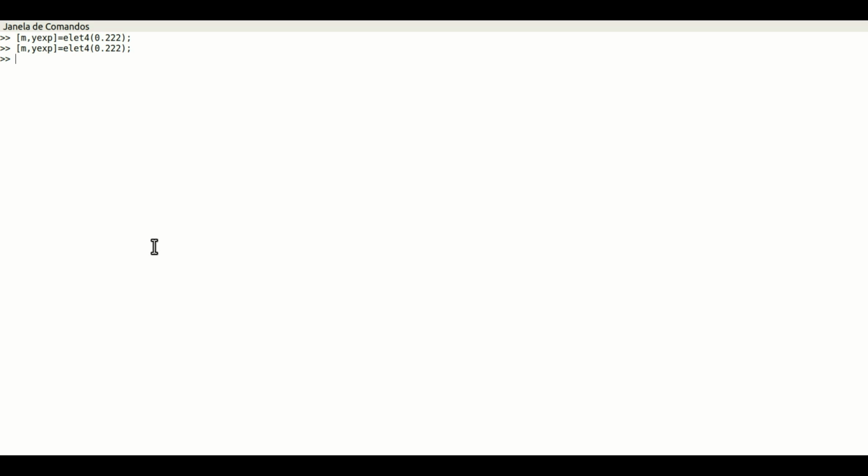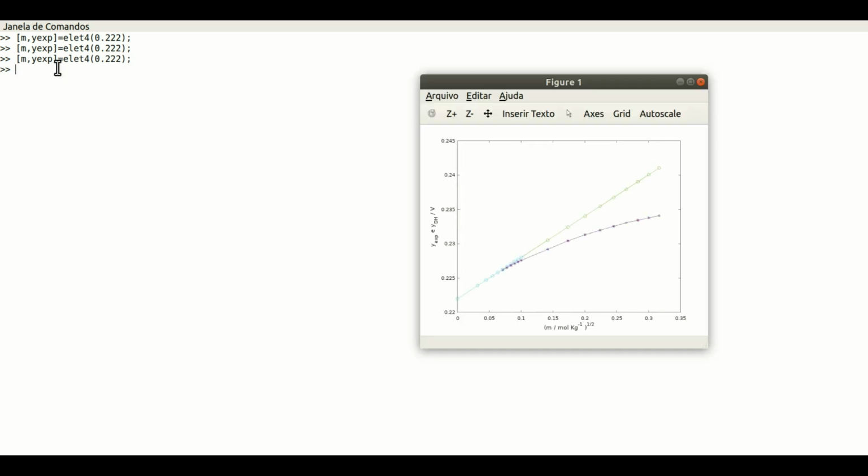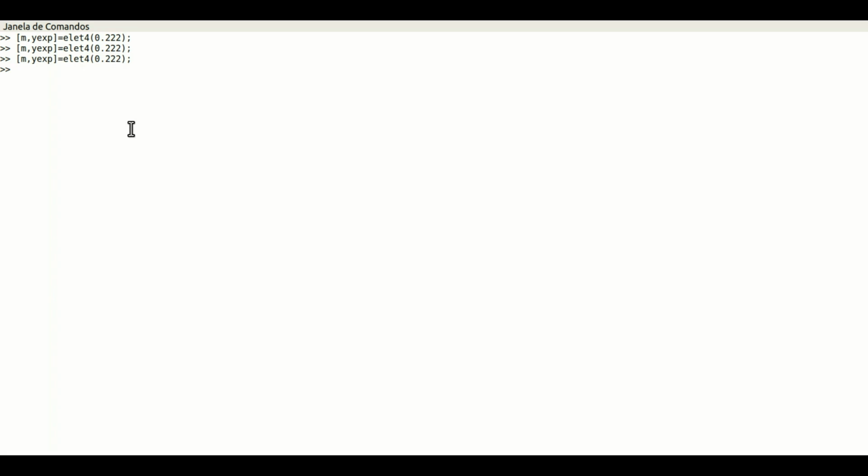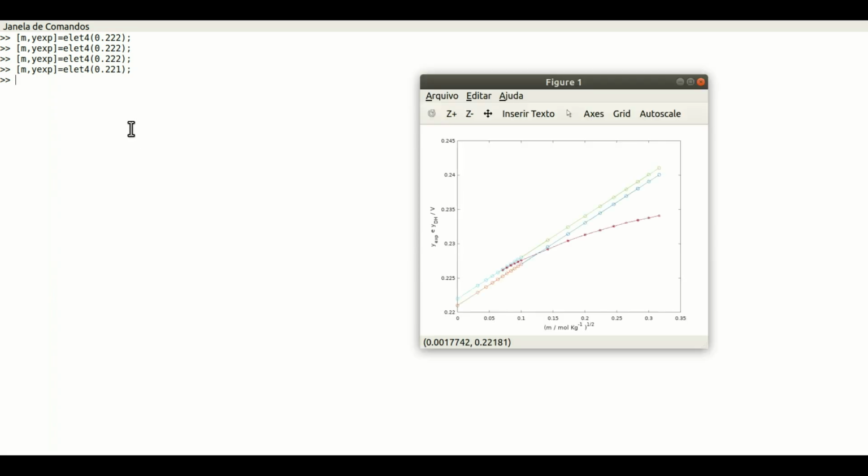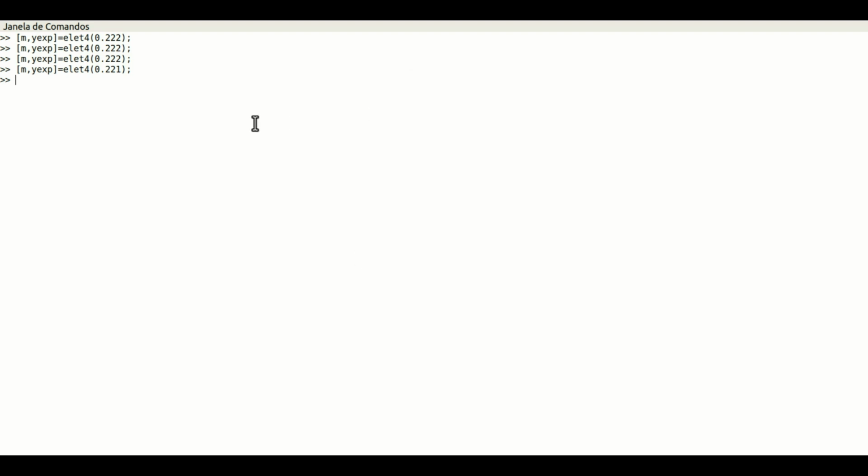Let's run the code I have just shown. Let's see. The result will be in a graphical form, and this is the result for the straight line with 0.222. You see, it touches here. Let's try 0.221. It's clear it is not the standard potential. Let's try 0.223.